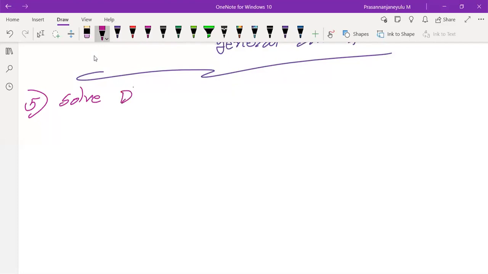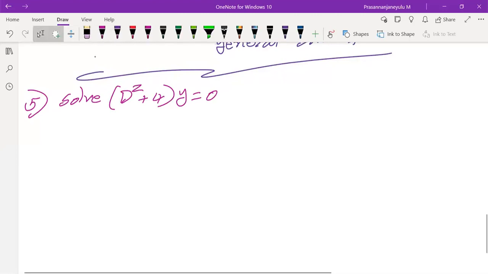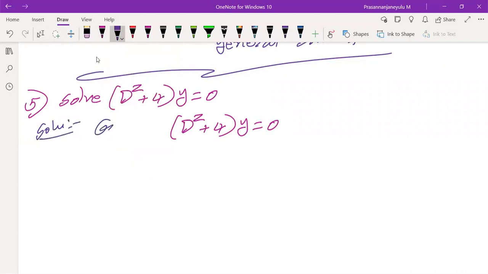Okay, I'm taking D square plus 4 of y equals 0. I'm taking a simple one just to make our problem simple and finish it in the next 3 or 4 minutes. So now tell me, what is the given differential equation? D square plus 4 of y equals 0. Taking that. Okay, this is the differential equation. Now the solution is given. Taking it as equation number 1, it is a homogeneous linear DE.